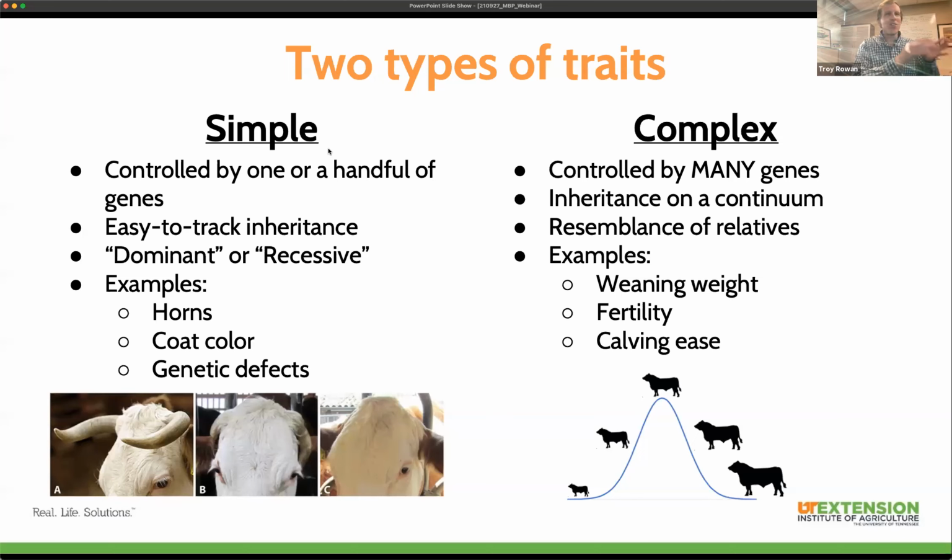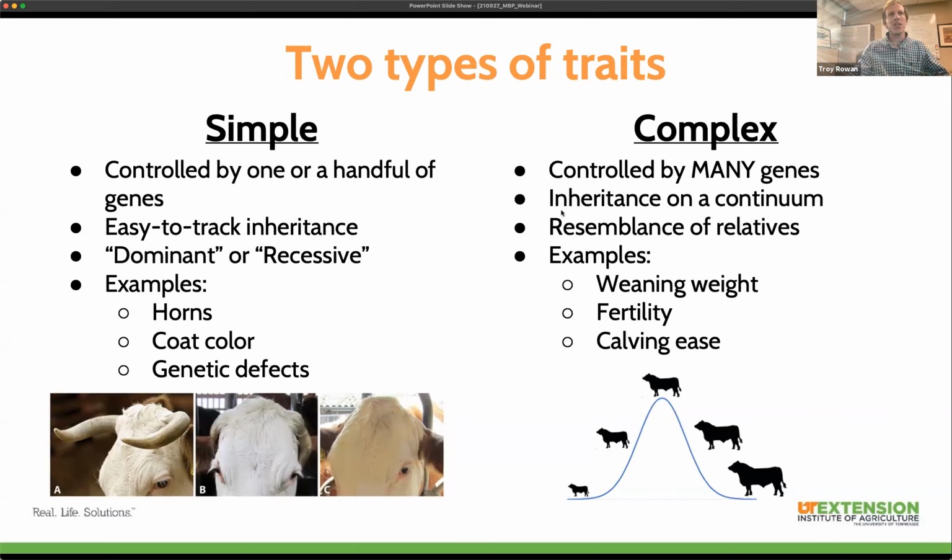But these are really the corner cases of traits that we care about in the beef industry, right? Most all of what we care about are what we call complex traits. So these are going to be traits that are controlled by hundreds or thousands of genes spread all the way throughout the animal's genome. And the genome is the animal's complete set of chromosomes, all of its DNA. And these complex traits are going to have pieces of that DNA spread all the way throughout that are going to control the expression of these traits.